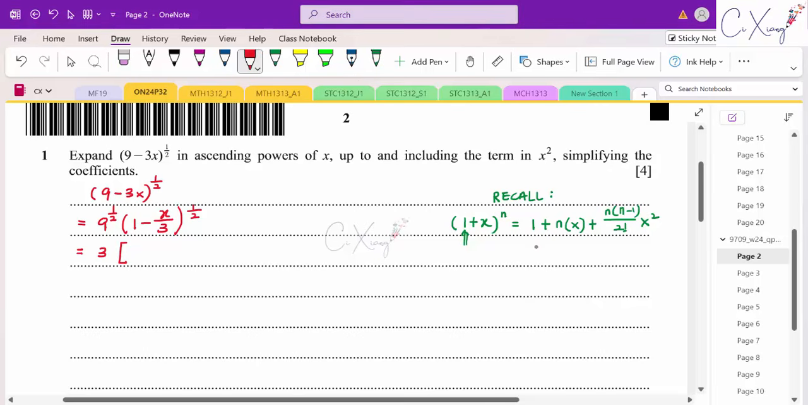The first term for this bracket expansion should be a 1, so you just put it as a 1. The second term is n times x. The n is the power, which is a half, and the x is the second term in your particular bracket, which is −x/3. Plus, the third term will be n, which is a half, times n − 1, which is a half minus 1, becoming negative half, divided by 2 factorial, multiplied by x squared. So you have −x/3, and then you square it.